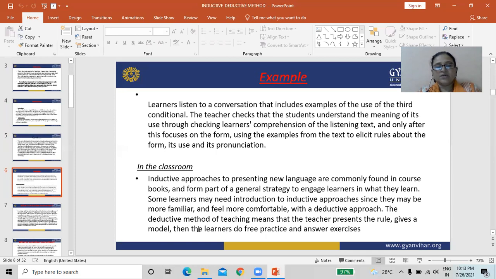The deductive method of teaching means that the teacher presents the rule, gives a model, then the learners do free practice and answer exercises.